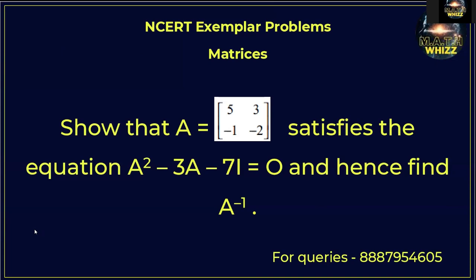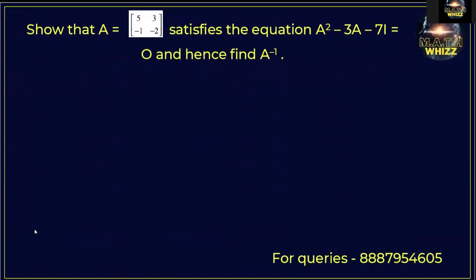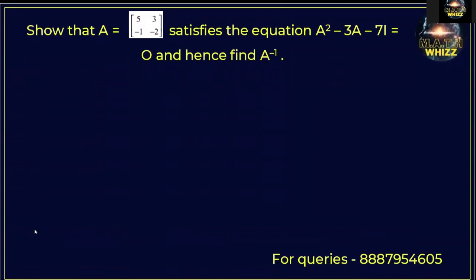In this problem, we have to show whether A, equal to [5, 3; -1, -2], satisfies the equation A squared minus 3A minus 7I or not. If you find this, then after that you have to find A inverse. So let's move on. I will write A equal to 5, 3, minus 1 and minus 2.